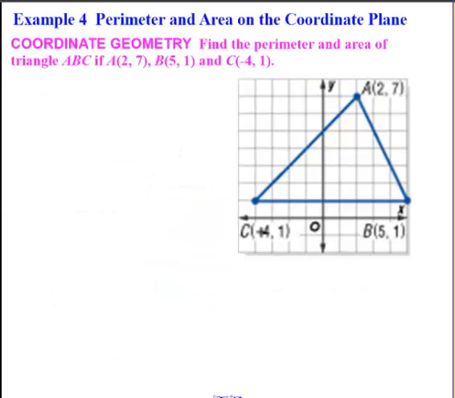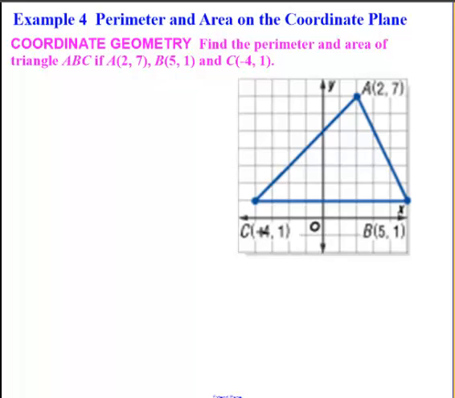Okay, moving on to our last example. Example 4, perimeter and area on a coordinate plane. Coordinate geometry, find the perimeter and area of triangle ABC if A is (2, 7), B is (5, 1), and C is (-4, 1). Okay, so the first thing I'm going to do is plot my coordinates and make my triangle. And since I want to find the perimeter, I will need to find the distance on all of the sides of my triangle and then add them together.